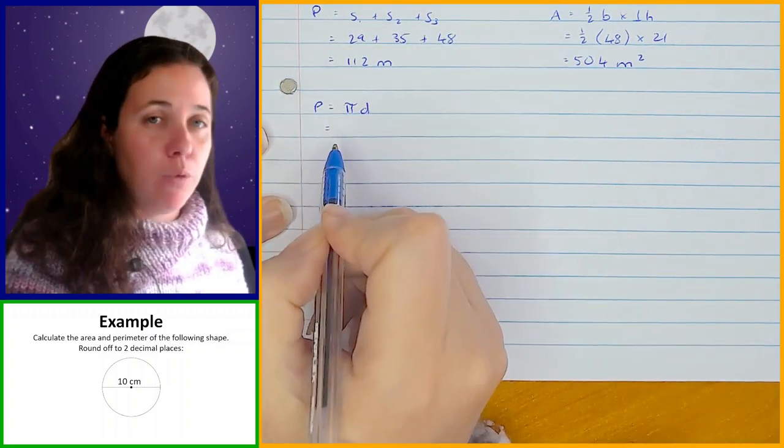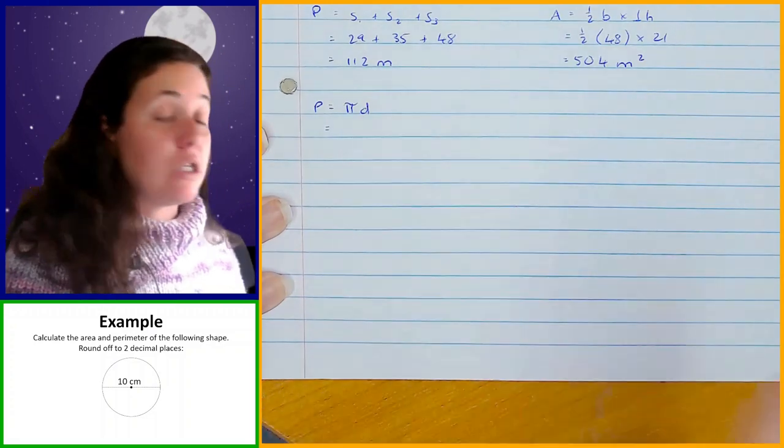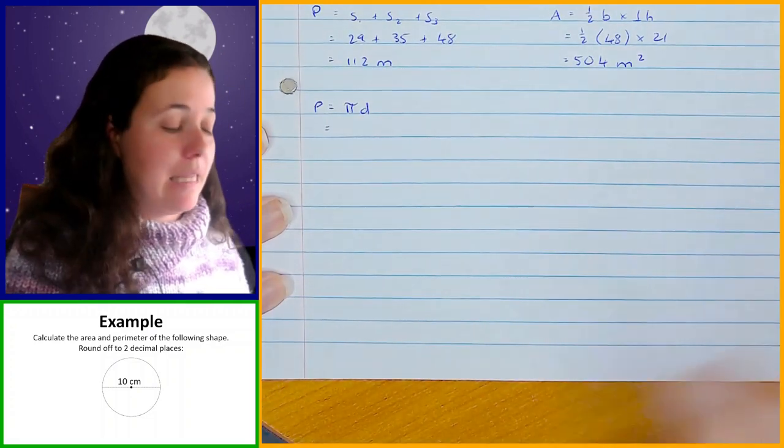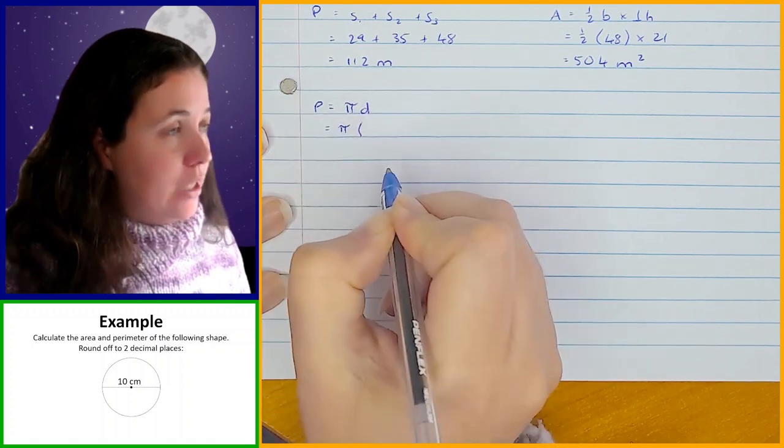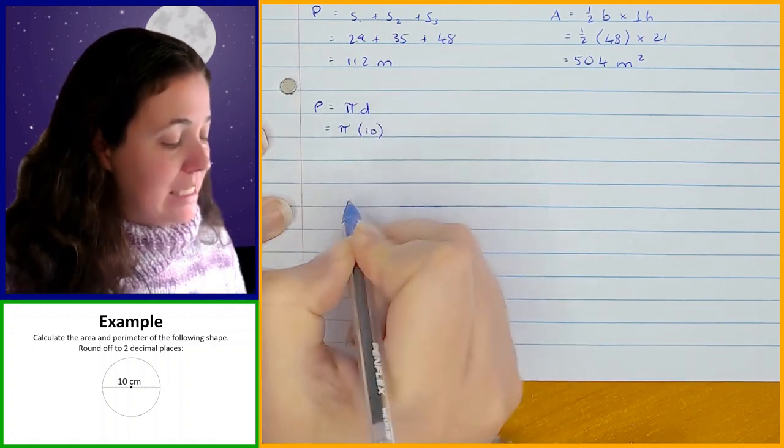I'm not going to write 3.14 whatever, because I would end up shortening it and that's not going to work. So I'm going to keep it as pi, but I'm going to fill in my diameter, which is 10. So it's pi times 10.